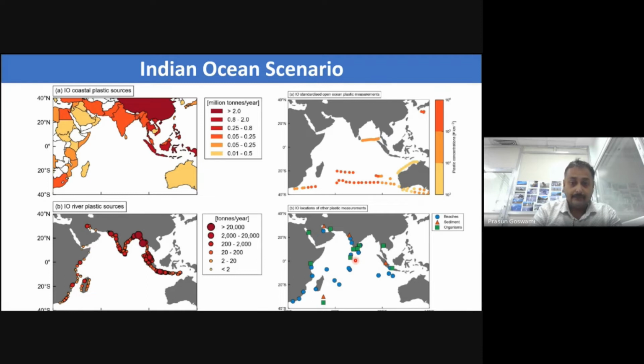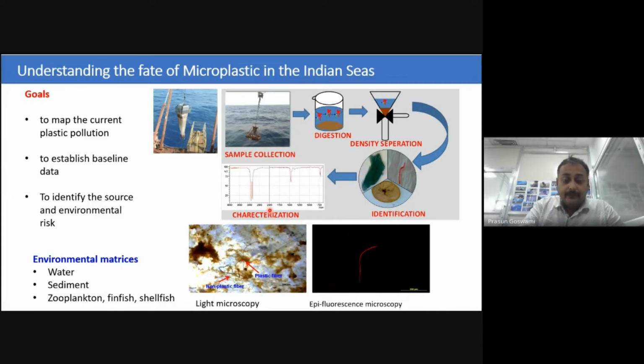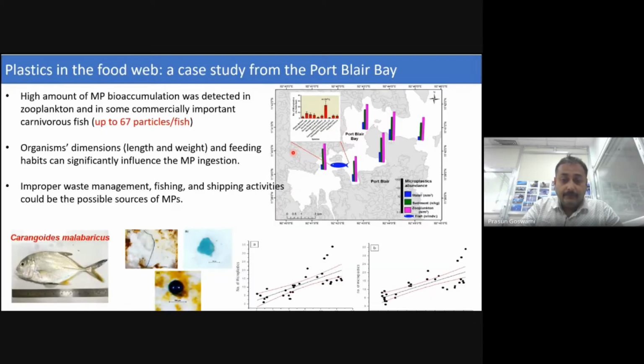To understand the fate of plastics in these environments, we first tried to understand the fate of microplastic in Indian seas. For that, we collected seawater, sediment, zooplankton, finfish, and shellfish samples from the oceanic sectors, and we tried to develop the baseline data. In the first study I'm going to present today, we collected water, sediment, and biota samples from coastal areas of the Andaman Islands in Port Blair Bay.